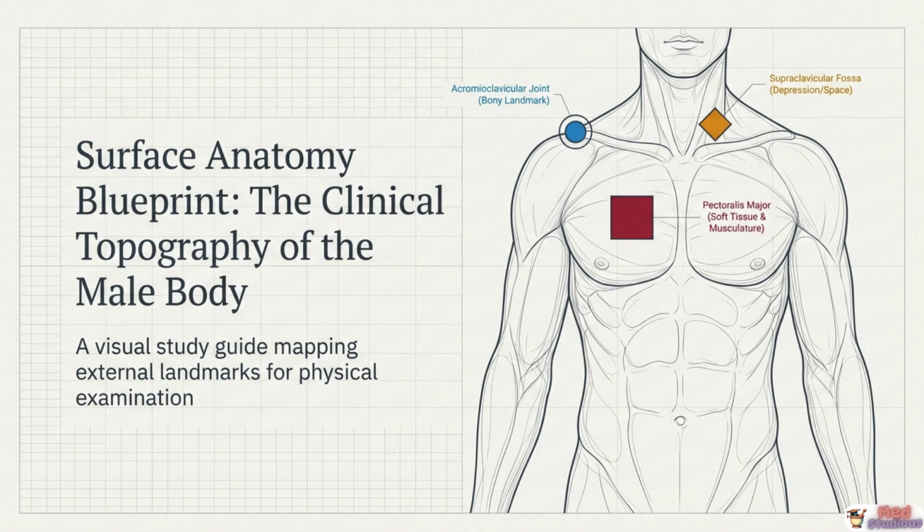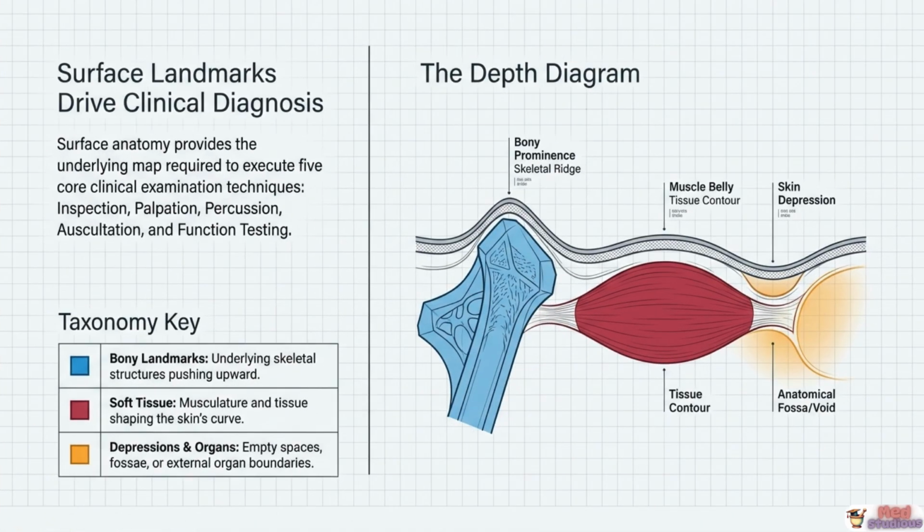Let's begin. Before examining individual structures, let's understand why surface anatomy is so foundational to clinical medicine. Surface anatomy provides the underlying map required to execute the 5 core examination techniques that every clinician uses. Inspection, observing the body visually for asymmetry, swelling, or color changes. Palpation, using the hands to feel for tenderness, masses, or pulses. Percussion, tapping the body to assess underlying density.